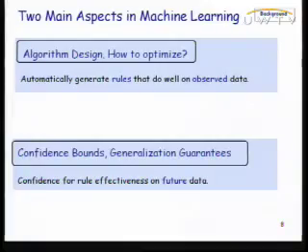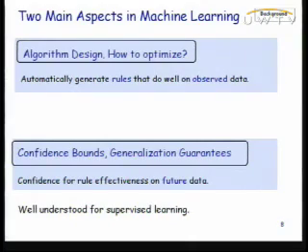And this brings up two important aspects in machine learning. The first aspect is the algorithm design aspect. How can we automatically generate rules like those on the previous slide that do well on the training set? And the second aspect is what we call confidence bounds or generalization guarantees. What type of confidence do we have that rules that do well on the training set will also do well in the future? And for this, there is a very well-developed theory in the context of supervised learning, where under the assumption that the training examples are random samples from the whole population, we can quantify how many labeled examples we need in order to be confident that the rule that does well on the training set, on the observed sample, will also do well in the future.